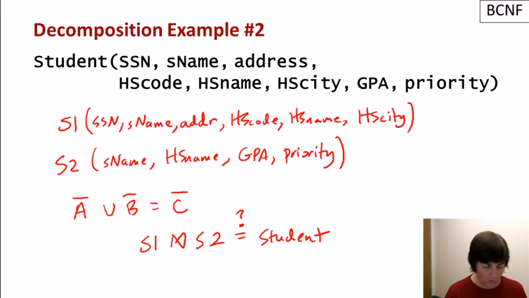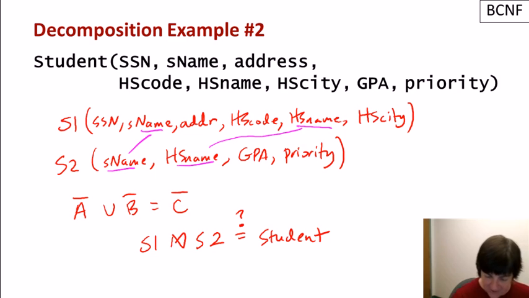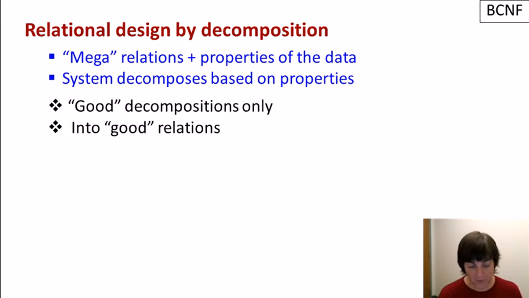When we join back, we'll be joining, in this case, on the student name here and the high school name. And likely these are not unique values, so when we join back, we may be getting information together that doesn't really belong together. And again, we'll be formalizing that and seeing additional examples momentarily. So now let's dig a little further into the actual process of decomposition.